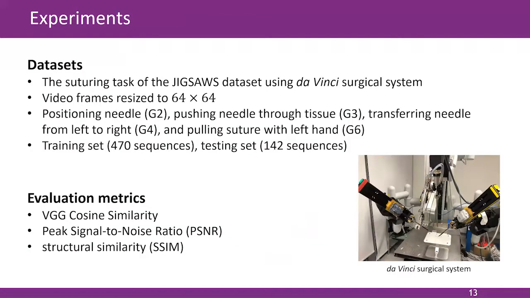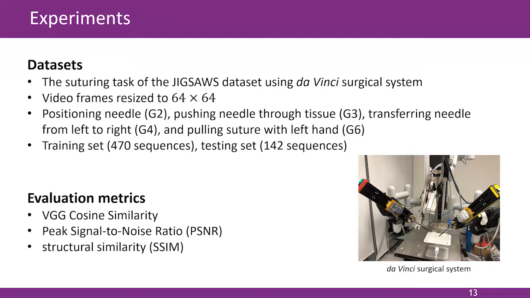We use the suturing task of the JIGSAWS dataset to validate our method. The video frames are resized to 64 times 64. We choose adequate video clips from G2, G3, G4, and G6 classes, and the training set of our method is about 400, and the testing set contains about 100 sequences.